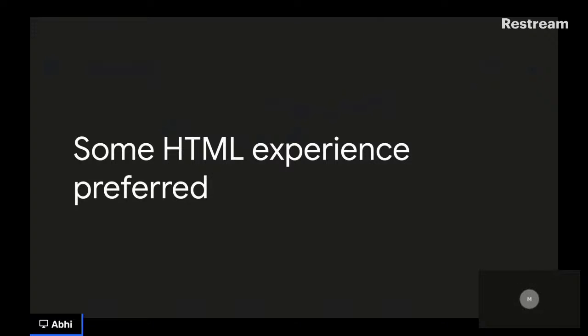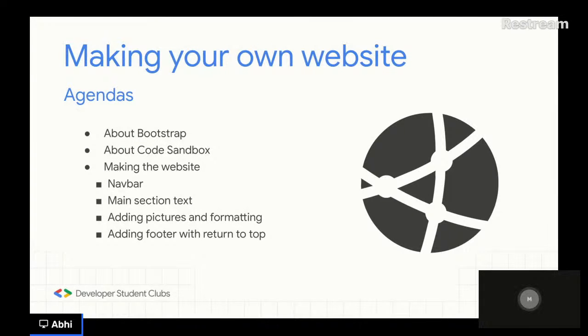So first of all, some HTML experience is preferred for this workshop, as we won't be going over what each function or what each code would be doing. So for today's workshop, we will be talking about Bootstrap and Code Sandbox, and also about how to make your own website. So in the website navigation, we will be talking about making the navbar, the main section text, adding pictures and formatting, and adding footer with return to the top.